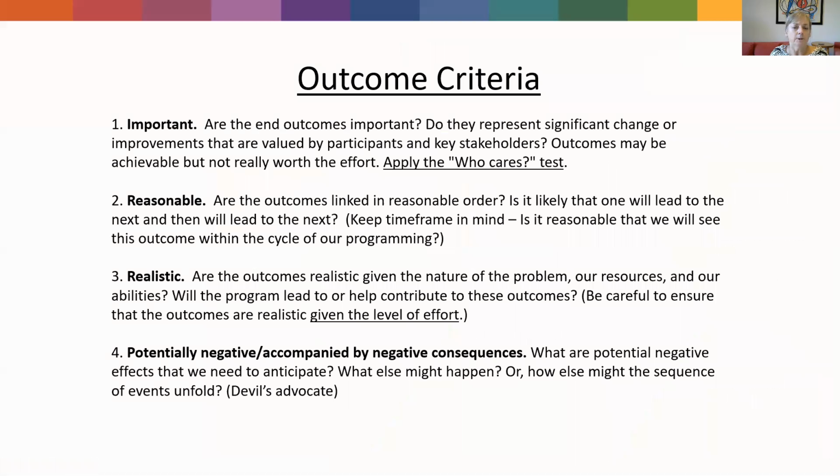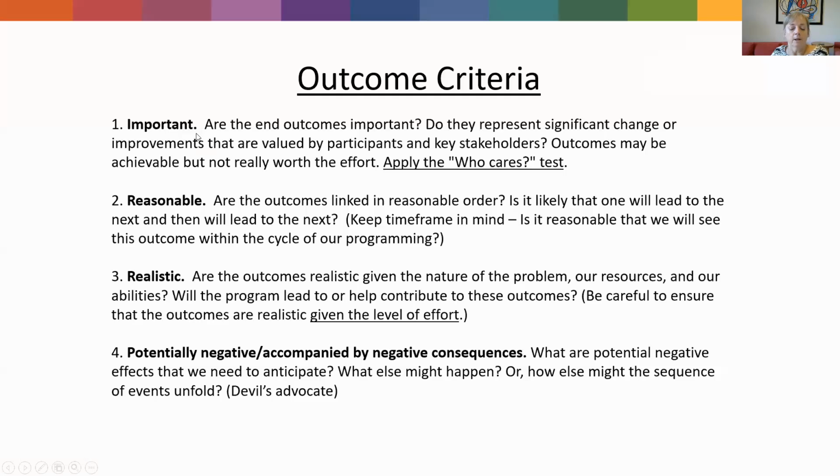So here's some outcome criteria when we're thinking about our outcomes and coming up with what we want, what changes we want to make. It's just kind of good to think about these 4 points. Important. Do the improvements represent a significant change? Apply the who cares test. I like this. It may be achievable, but does it matter to anyone? So I like that who cares test.